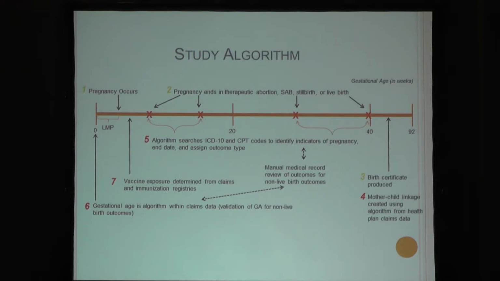This is a study algorithm. One take-home point is that when we do a pregnancy study using an existing database, you can't just take the ICD codes for gestational age or even outcomes of interest at face value. For gestational age, we use the algorithm developed and tested by BSD and PRISM, and estimating gestational age is pretty complicated. That's just for live birth.